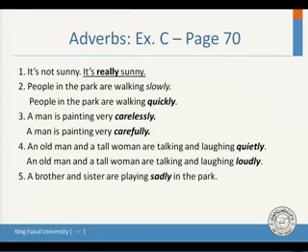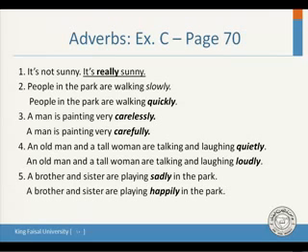Number 5, a brother and sister are playing in the park. They are playing in the park. How? Sadly. They are playing sadly. No, they are not playing sadly. They are playing happily. The opposite of sadly is happily.